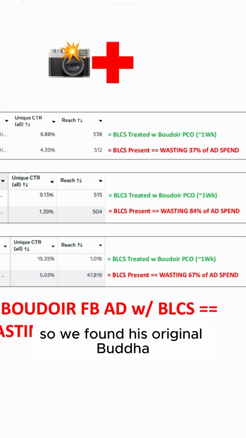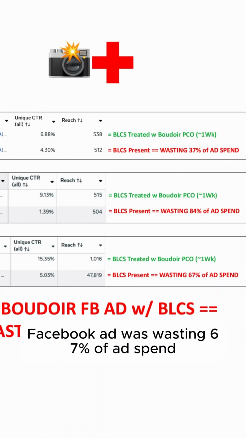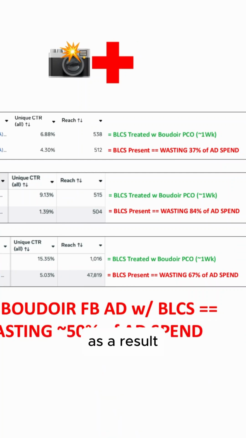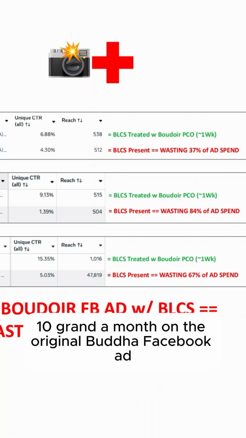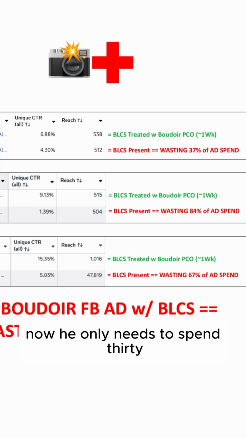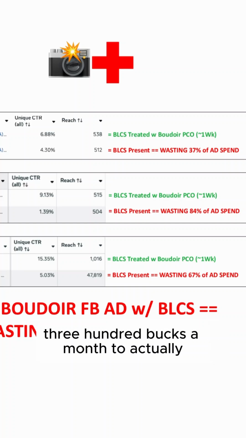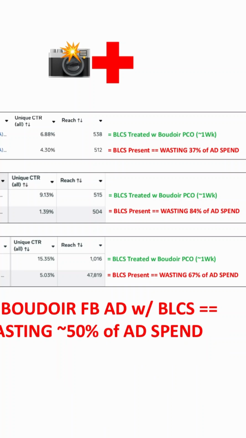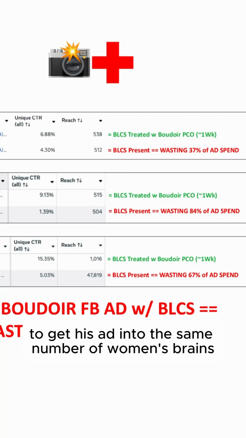So we found his original Boudoir Facebook ad was wasting 67% of ad spend. As a result, if he's spending 10 grand a month on the original Boudoir Facebook ad, now he only needs to spend 3,300 bucks a month to get his ad into the same number of women's brains.